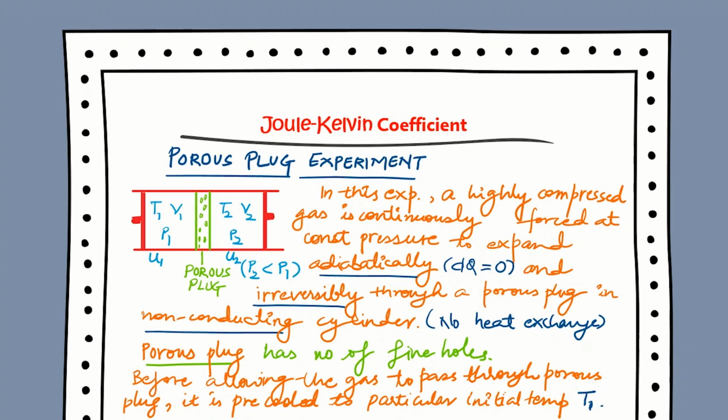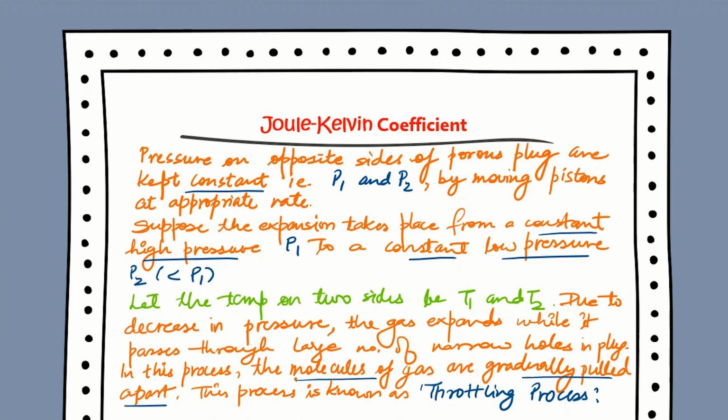The porous plug has a number of fine holes, as you can see. Before allowing the gas to pass through the porous plug, it is pre-cooled to a particular initial temperature T1. The pressures on opposite sides of the porous plug are kept constant, that is P1 and P2, and we know P2 is less than P1, by moving the pistons at an appropriate rate. Suppose the expansion takes place from a constant high pressure P1 to a constant low pressure P2. Let the temperatures on the two sides be T1 and T2.